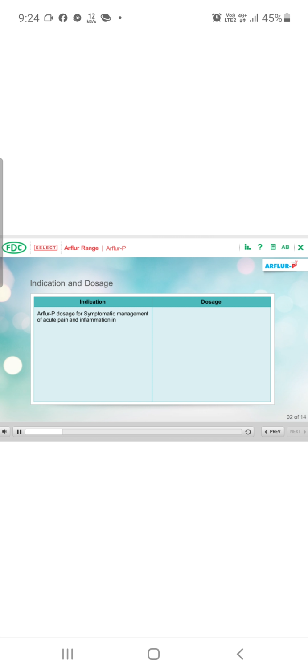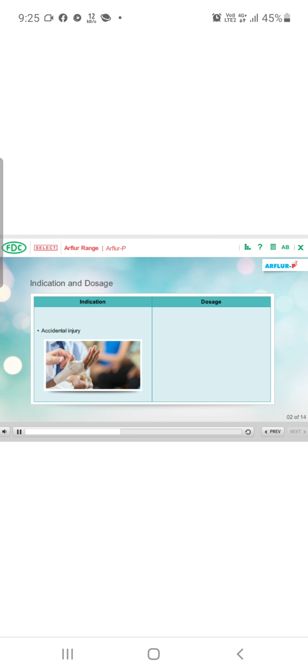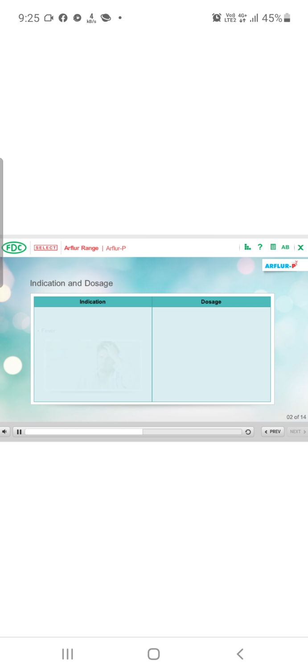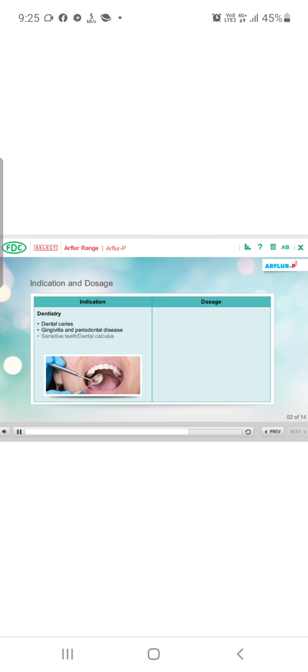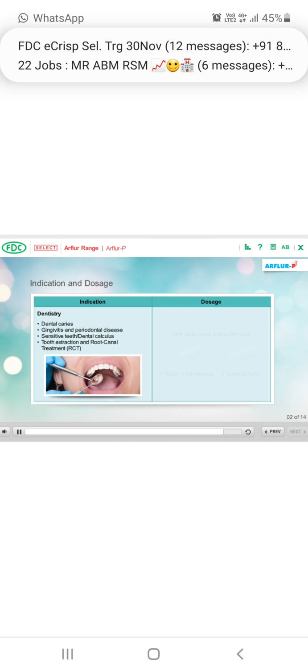Arflur P dosage for symptomatic management of acute pain and inflammation in musculoskeletal disorders, post-operative pain, trauma, accidental injury, spondylosis, backache, knee pain, fever, body ache and headache, as well as for dental caries, gingivitis, periodontal disease, sensitive teeth, dental calculus, tooth extraction and root canal treatment is 1 tablet twice a day after food.